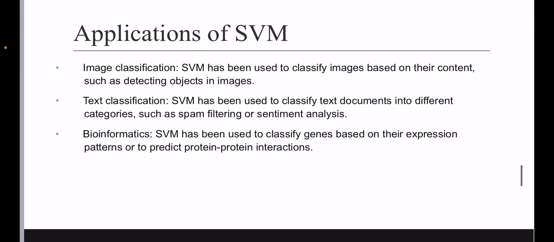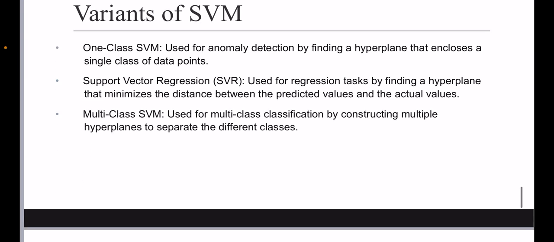Applications of SVM. Image classification: SVM has been used to classify images based on their content, such as detecting objects in images. Text classification: SVM has been used to classify text documents into different categories such as spam filtering or sentiment analysis. Bioinformatics: SVM has been used to classify genes based on their expression patterns or to predict protein-protein interactions.